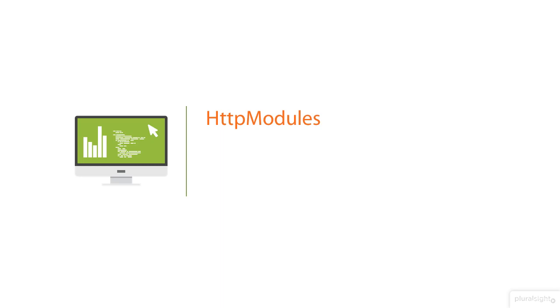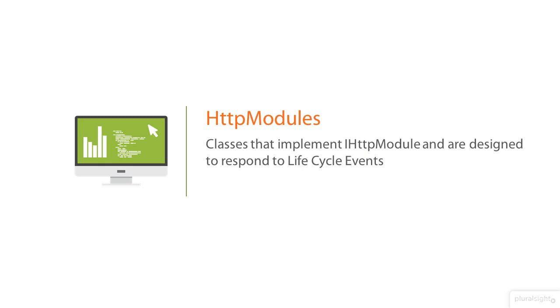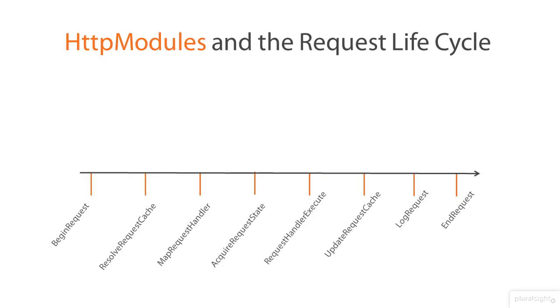So HTTP modules are classes that implement the HTTP module interface, and they're really designed to respond to the ASP.NET lifecycle events. This allows them to provide services to ASP.NET and the executing framework, such as MVC in our case. They can also be used to manipulate the request itself.